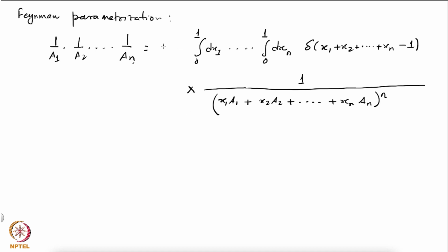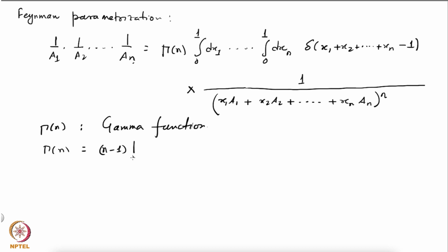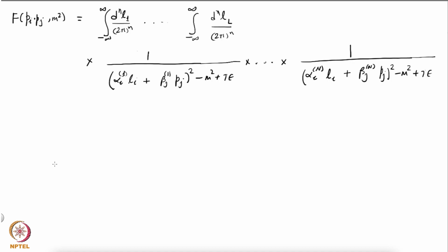And here we have a prefactor which is gamma n. Gamma n is our familiar gamma function. You know that gamma n is equal to n minus 1 factorial if n is an integer, but gamma n is also defined for non-integral values, and for complex values as well. So this is the Feynman parameterization, and this is what I'm going to use in manipulating the integral here.